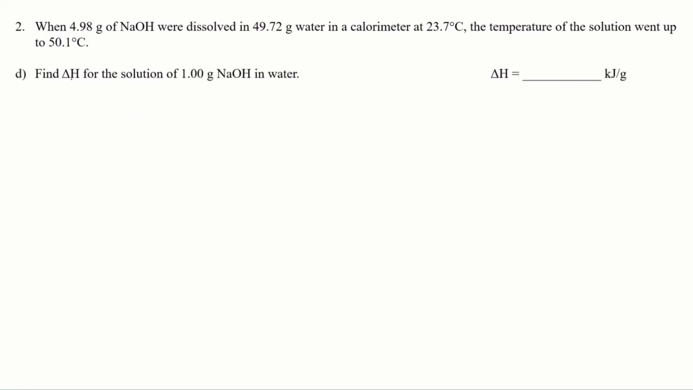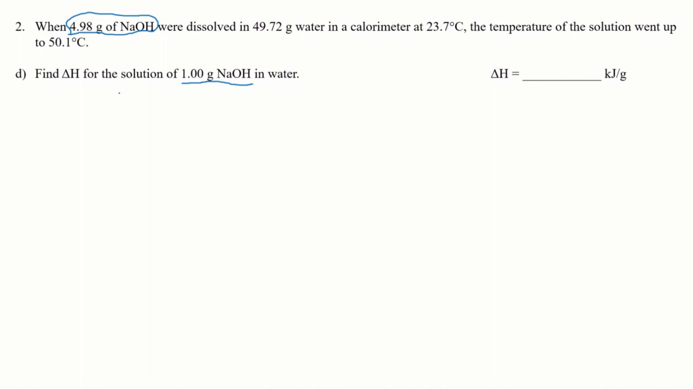Part D. Find delta H for the solution of 1.00 gram of sodium hydroxide in water. Now, part D is very similar to part C. In part C, we calculated the change in enthalpy, delta H, for 4.98 grams of sodium hydroxide. In part D, it's asking to calculate delta H for 1 gram of sodium hydroxide.